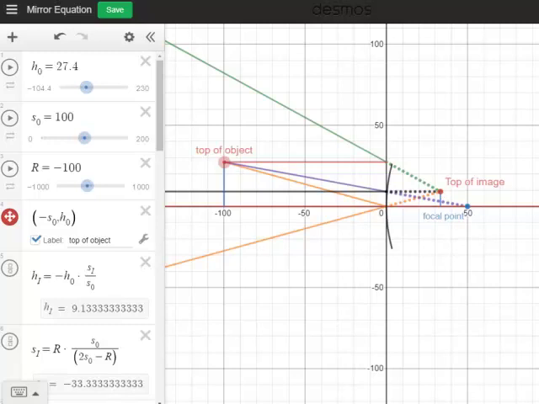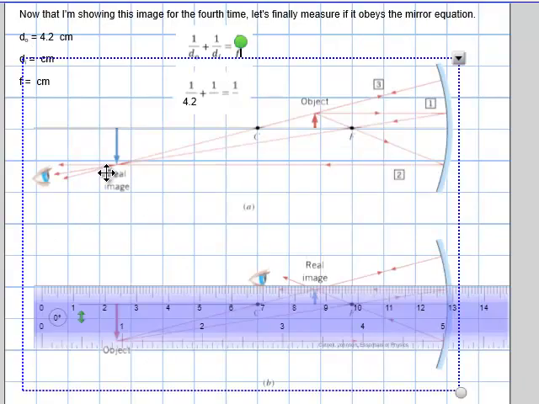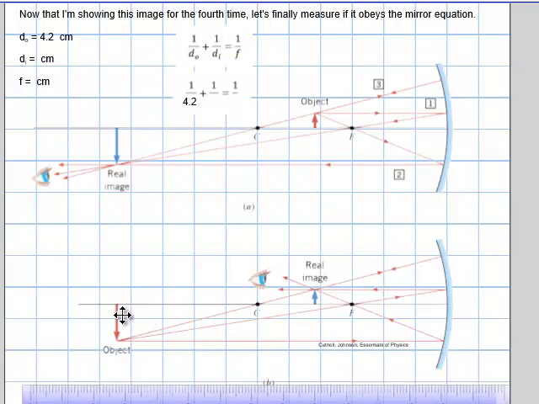And I encourage you to play around with these. I posted these links in the PDF as well, and they're actually relatively easy to Google. Just type in mirror applet, and I came up with the O physics one. Respectively, I typed in Desmos mirror, and I came up with this one. This particular image here, this one down here is actually the same one, it's just that they swapped object and real image. I'm showing this to you for the 4th time now.